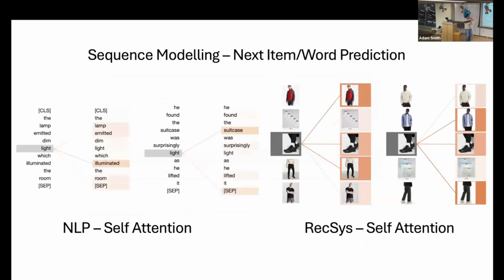So just to draw some parallels between sequence modeling and how next item or next word prediction would work. If you look on this side, in this context, the word light is closely related with the word illuminated: the light emitted dim light which illuminated the room. So the context is more on the illumination side. But over here, it says the suitcase was surprisingly light as he lifted it. Essentially, the context is more on the weight aspect of it, that the suitcase was light.